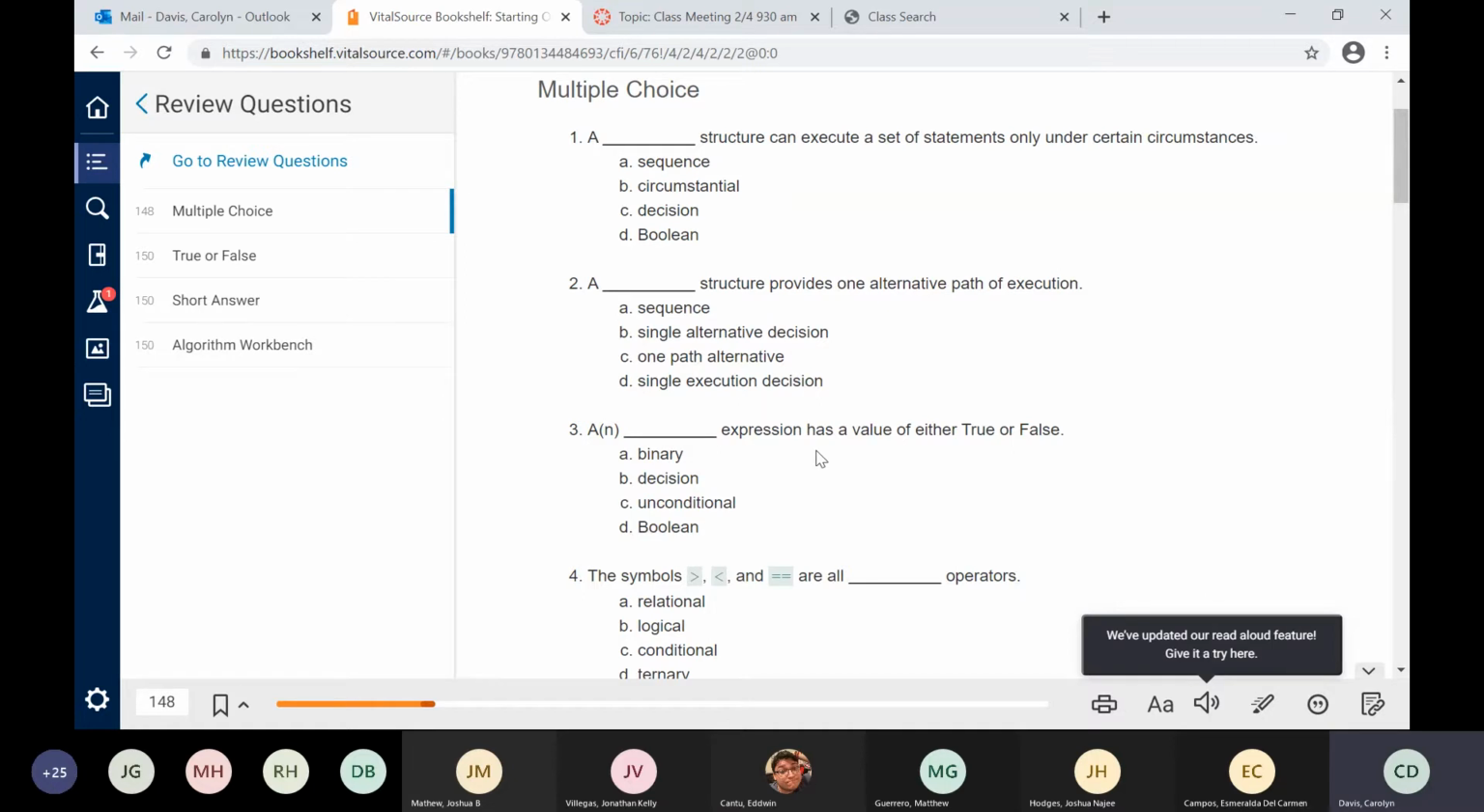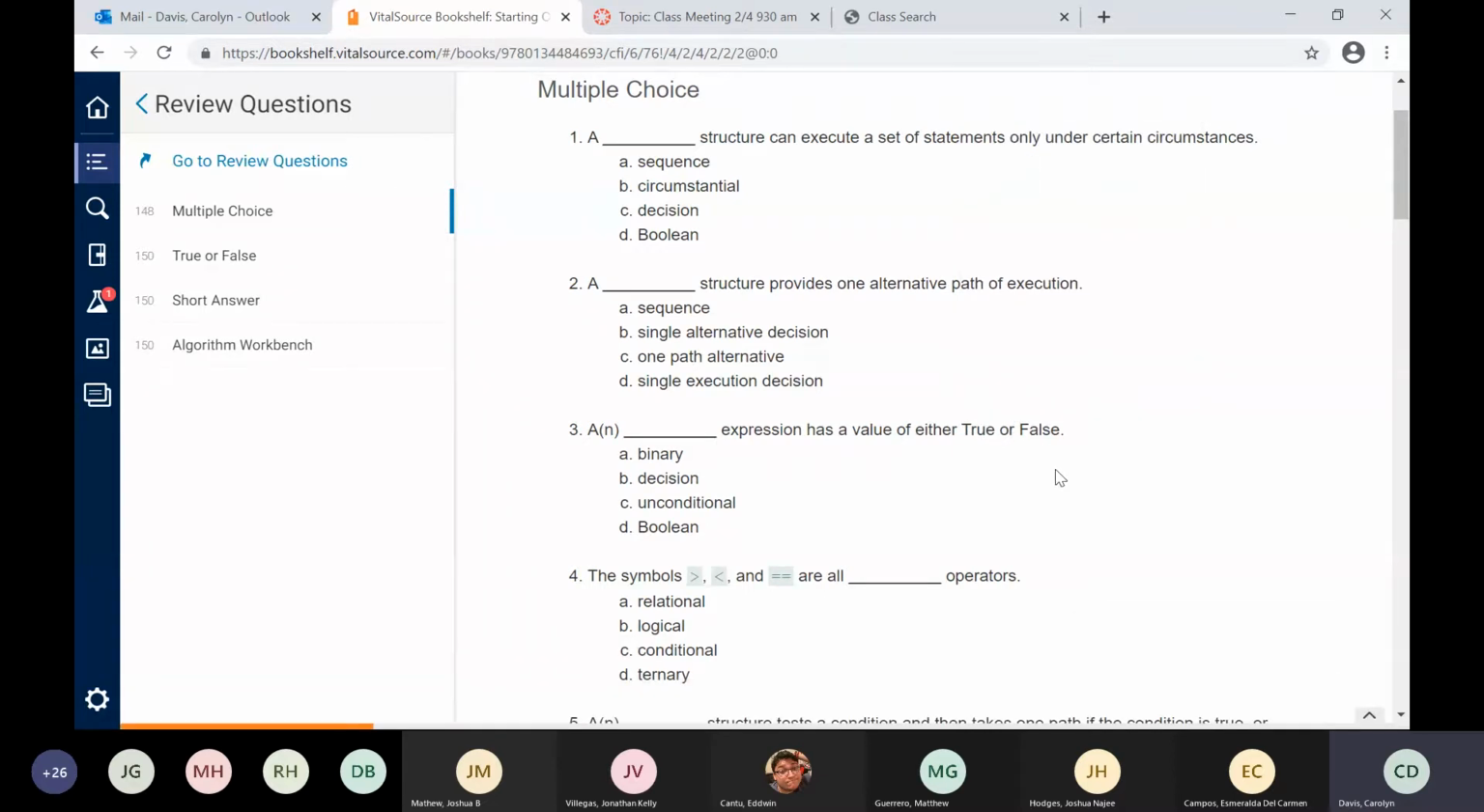3. A blank expression has a value of either true or false. Boolean. 3D. Now notice that true and false have to be capitalized. If anywhere I ask you a question about Boolean and I don't capitalize those, then you want to take that into account when you're looking at your answers.